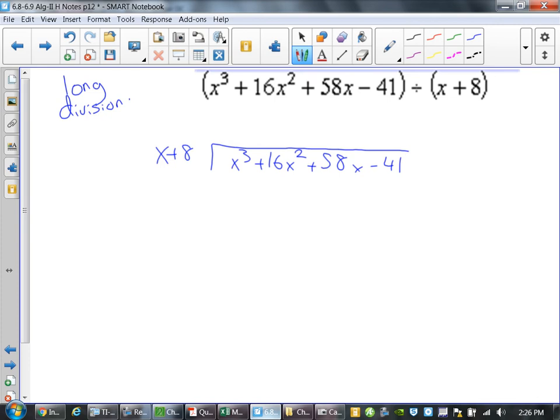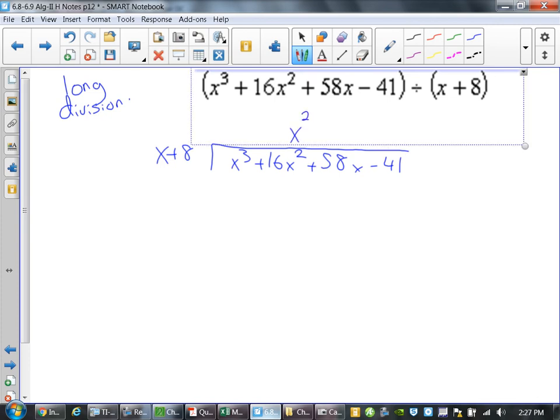And now you start trying to eliminate first terms. So what you ask yourself is, how do you turn an x into an x cubed? Multiply by x squared. Now, which one of these do you think you should put the x squared above? The 16x squared. Put it above the x squared, right.